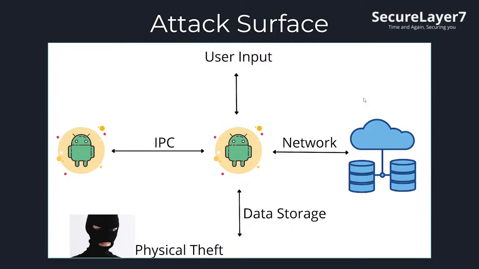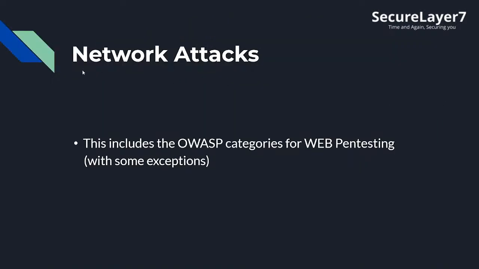Now let's talk briefly about each of those. As I said, the network testing will include the OWASP categories that we have for web pen testing. There will be some exceptions like CSRF, because CSRF is not really possible in the case of Android applications. Then there is also reflected XSS.